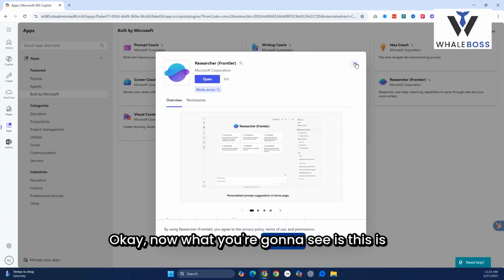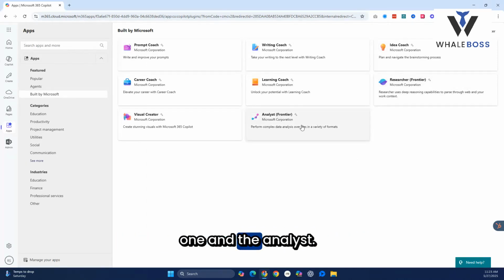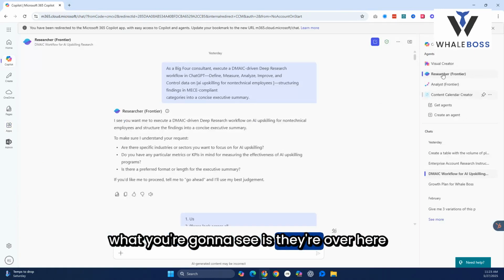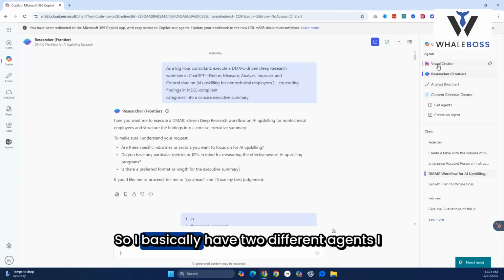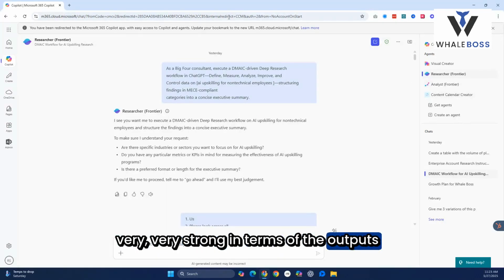Now, what you're gonna see is this is really, really strong because I added this one and the analyst. So now when you go back to the Copilot tab, what you're going to see is they're over here on the side. So I basically have 2 different agents I could leverage to do deep work that are very, very strong in terms of the outputs they deliver.